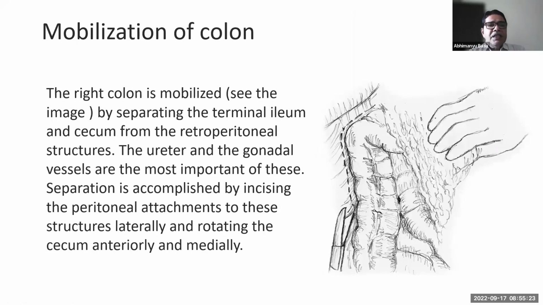So mobilization, the right colon is mobilized. This is where we start the dissection in open right hemicolectomy. You pull the ileocecum to the medial side, separating the terminal ileum and cecum from the retroperitoneal structures.